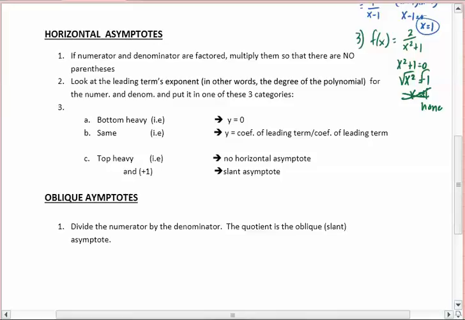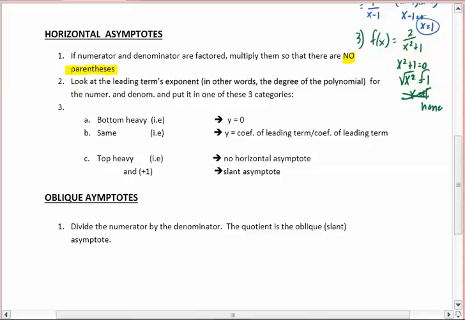So it says if the numerator and denominator are factored, meaning if you've already calculated your vertical asymptotes, then we need to multiply it back together so there are no parentheses. So that's our first step: go back to the unfactored form.